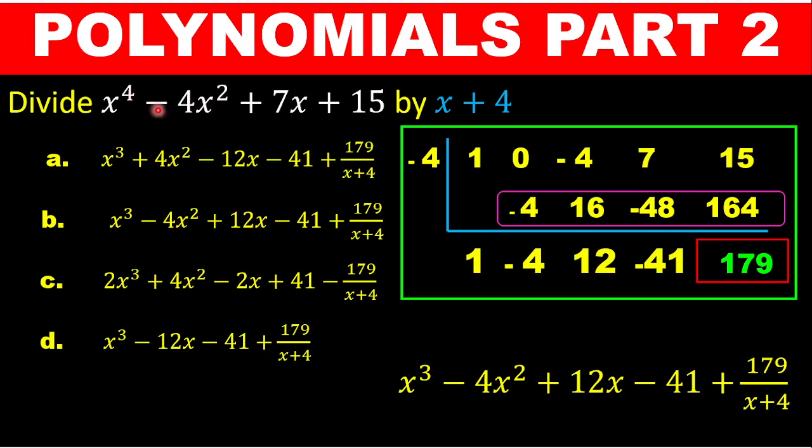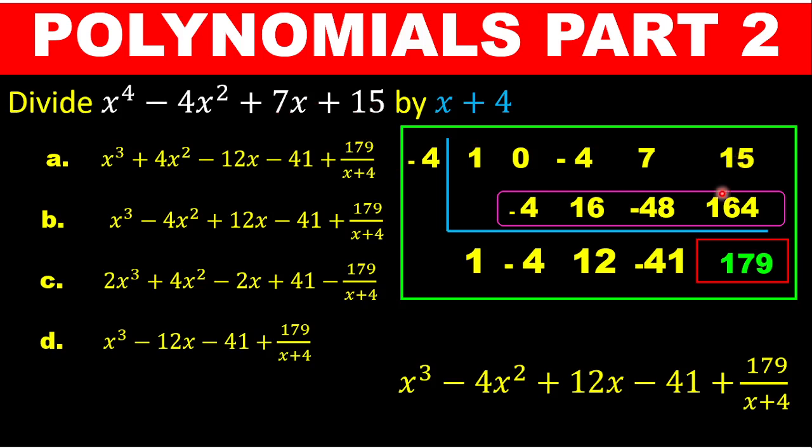And we are saying that whenever any degree is missing in the question, it means its coefficient is 0. So we have this 0 here. And then x squared, the coefficient is minus 4. We have it here. And then x, the coefficient is 7. We have it here. And then the 15, we also have it here.